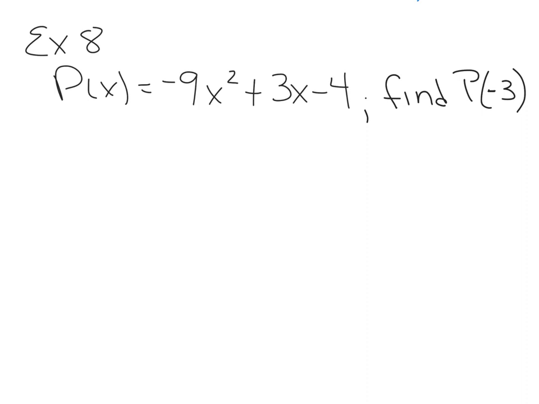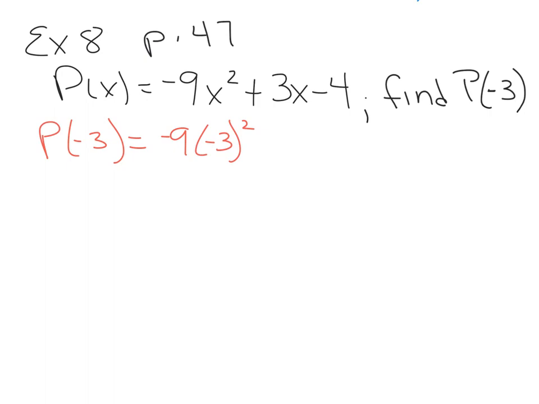Okay, at the top of page 47, we'll see example 8, which says, given the function p of x equals negative 9x squared plus 3x minus 4, find p of negative 3, which again means we're just going to substitute negative 3 for x. So we'll put it in here like this. P of negative 3 will equal negative 9 times negative 3 squared plus 3 times negative 3 minus 4. And we're going to use order of operations here.